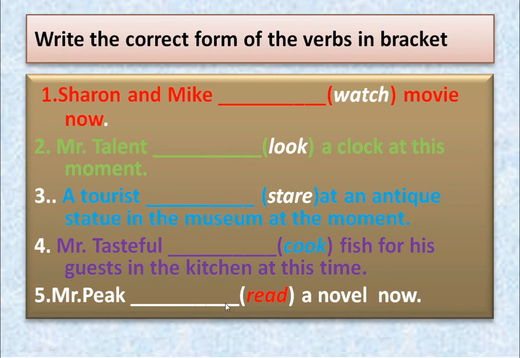Well, Mr. Peak dash read a novel now. So, Mr. Peak is the singular subject here, and the now indicates that the sentence should be in present progressive tense. So the structure of the present progressive tense is subject plus is or am or are plus V1 plus ing. So Mr. Peak is reading a novel now.